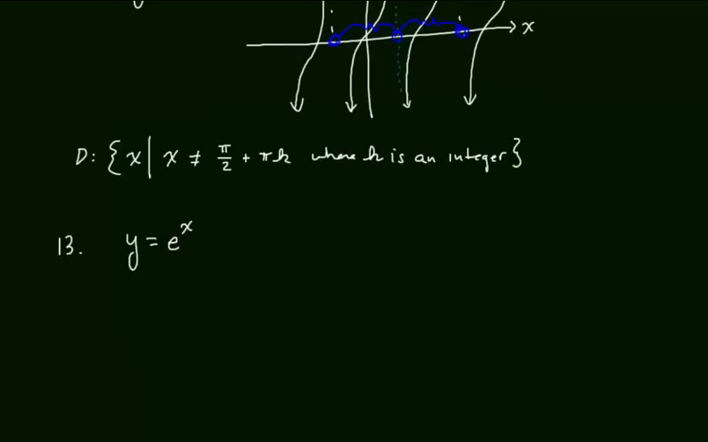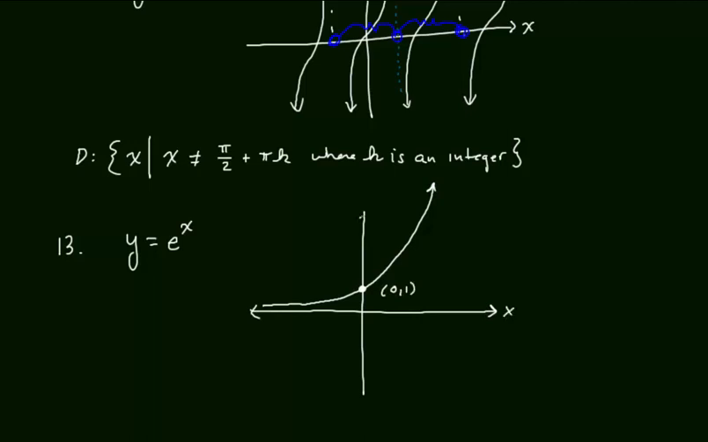Last example, y equals e to the x. That's no different than y equals 2 to the x or 3 to the x. It's an exponential function. The asymptote is the x-axis. It goes and then grows exponentially. This has the y-intercept (0, 1). You must know this graph. And of course the domain here is x such that x is an element of the reals. X can be any real value. The function is defined for any real value of x.